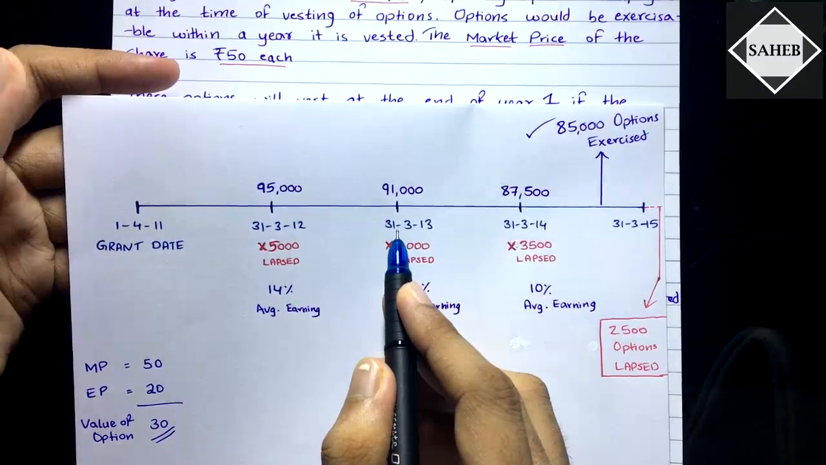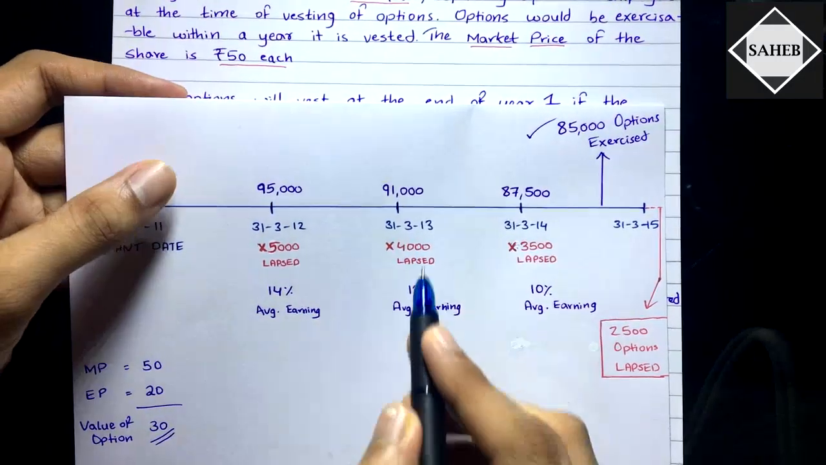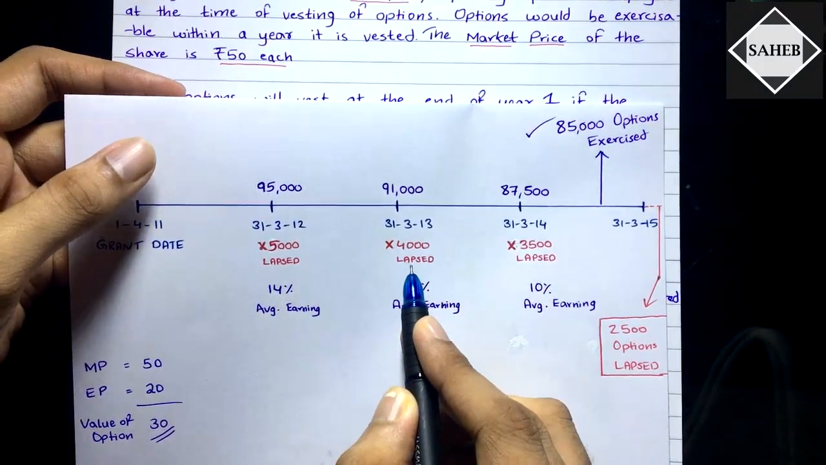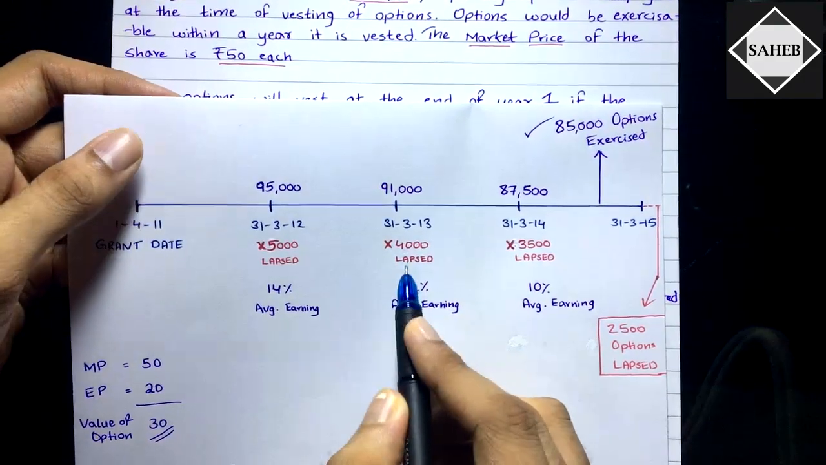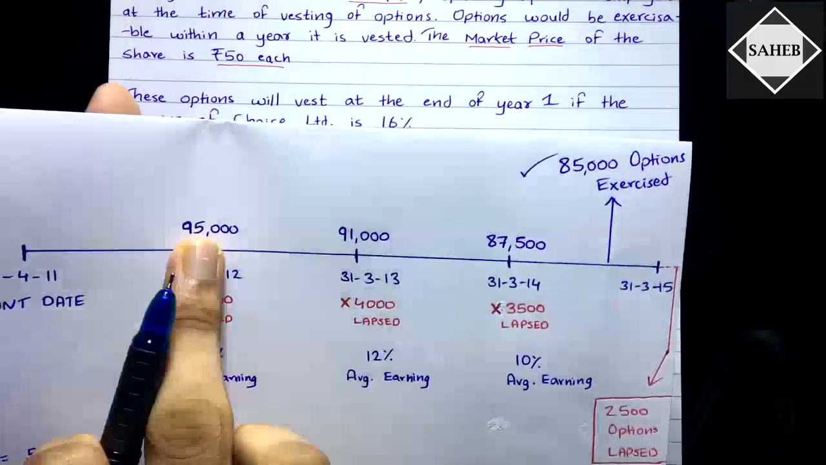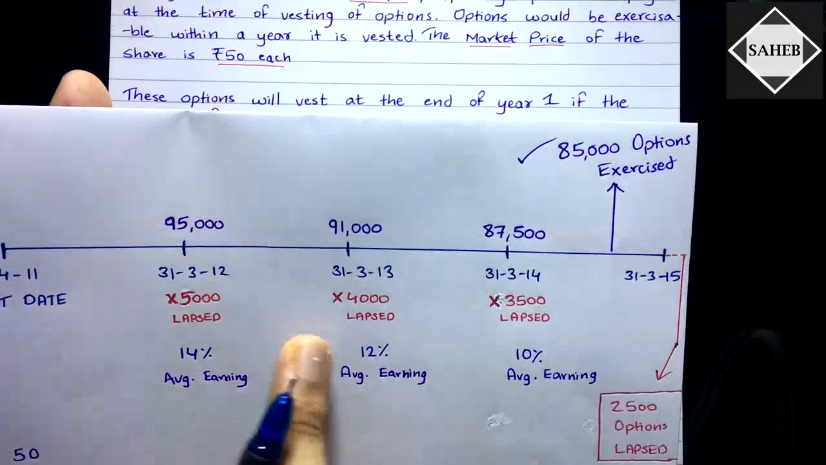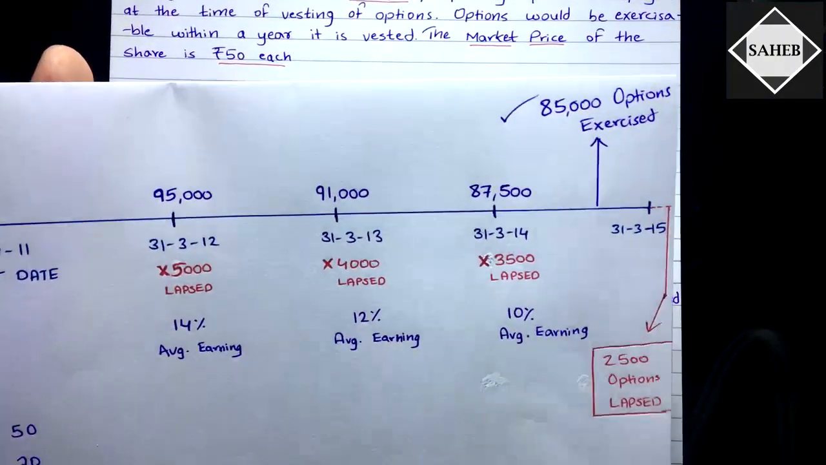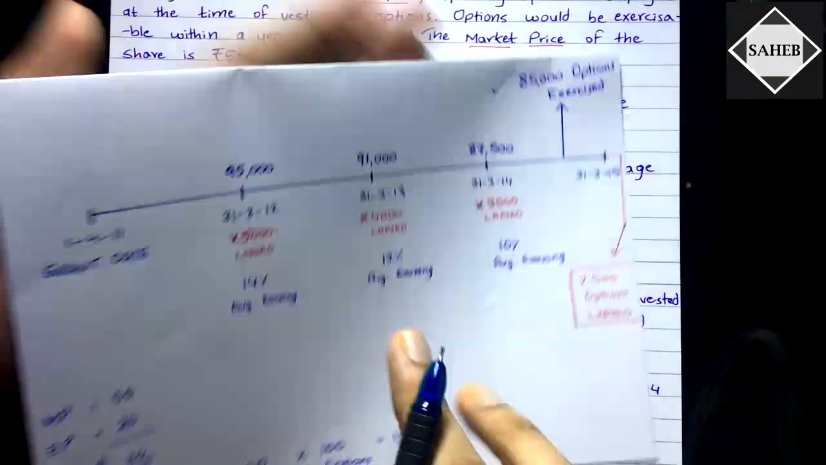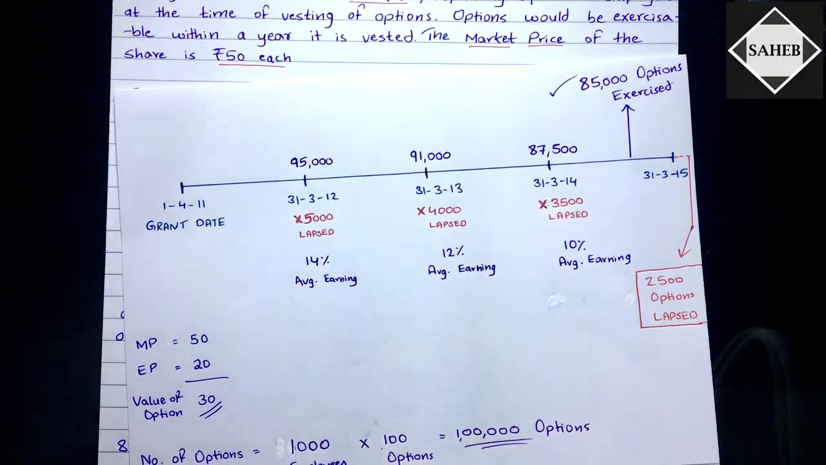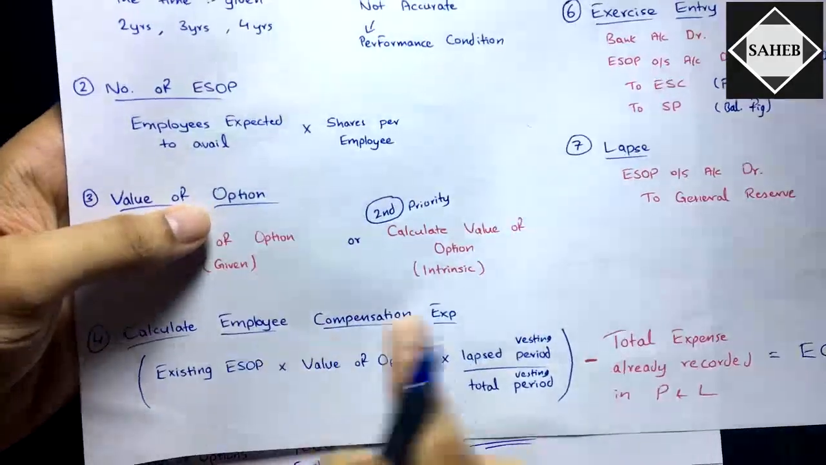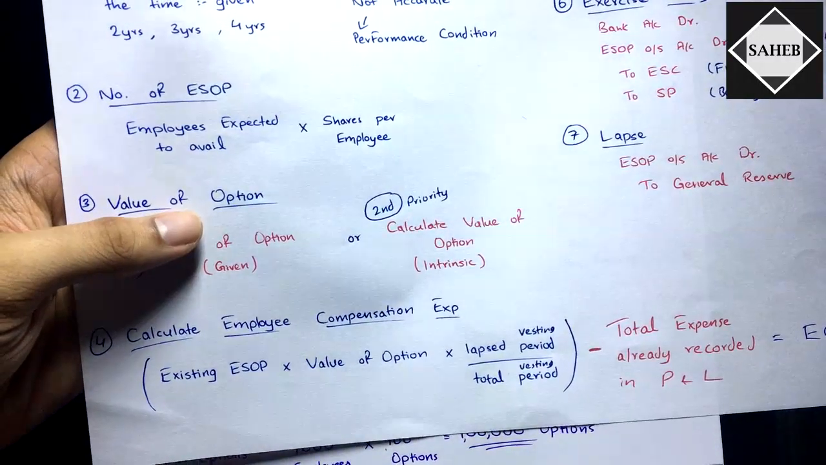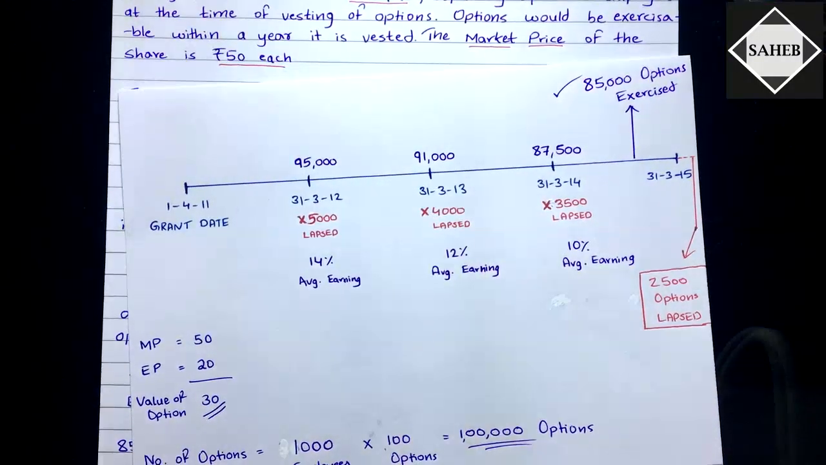And then what we come to know, see here, 4,000 unvested options lapsed on 31st/3/2013, at the end of second year. At the end of second year, we come to know that 4,000 options have been lapsed. If 4,000 options have been lapsed, that means what? 95. बचे थे 95, 4,000 lapse हो गए, so 95,000 minus 4,000, 91,000. Remaining options are 91,000. So at the end of year 2, if you calculate employee compensation expense, then what you're going to do? You are going to take here 91,000.